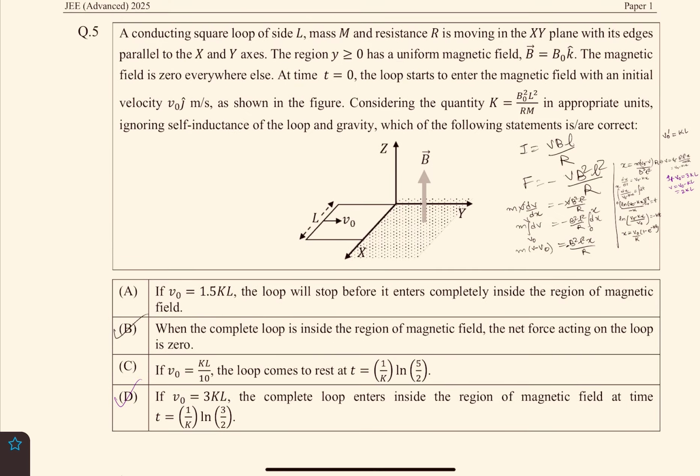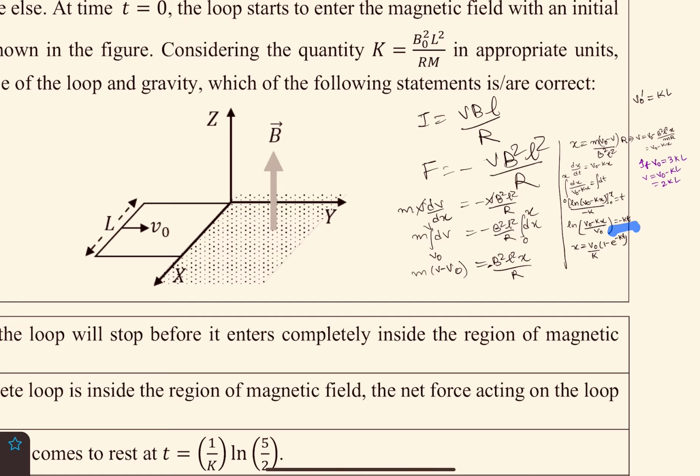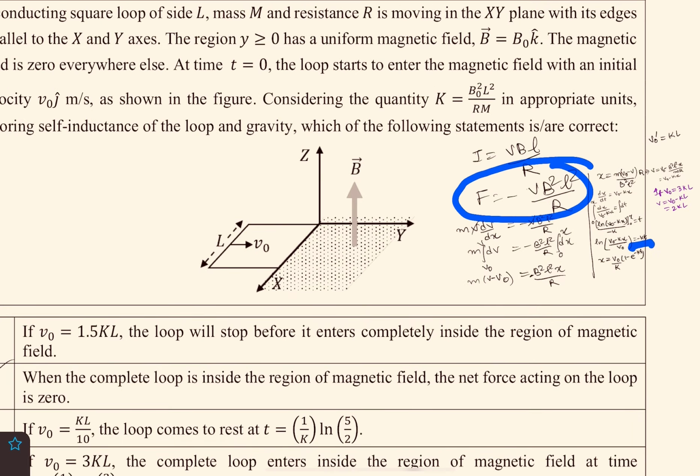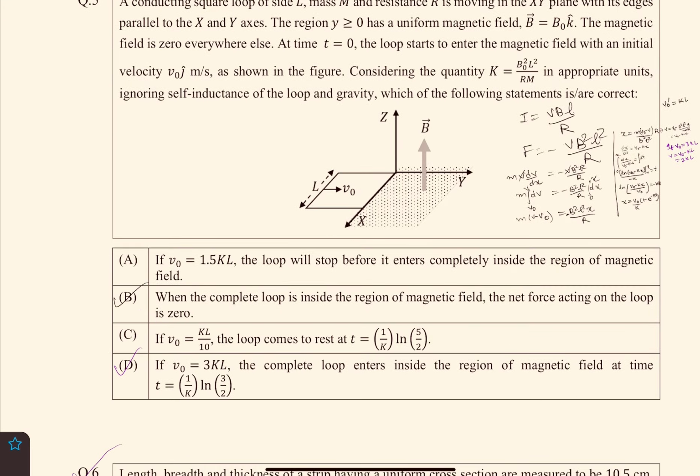Next, question 5. This loop is going inside the region of magnetic field. So you can write the expression for current, using which we can write the force, and then from there you can get the equation of motion. So you can find x in terms of velocity and initial velocity, and similarly you can find the time as well. So everything starts from this equation. Once you get the expressions, you can substitute the values which are given, like all these values, and check which one is correct.